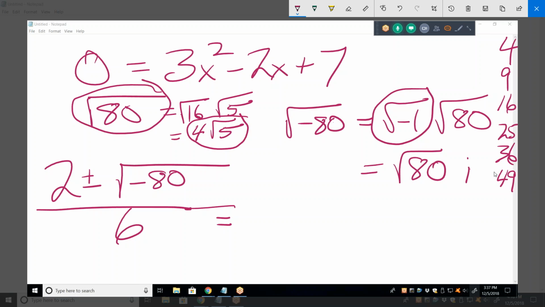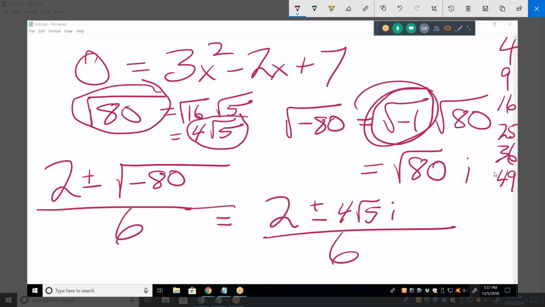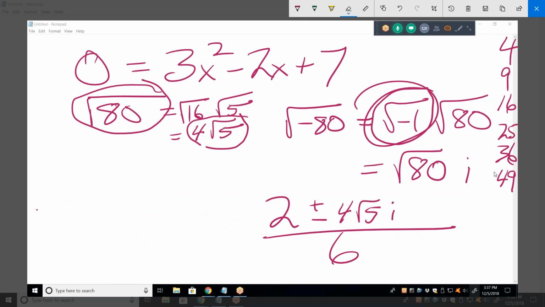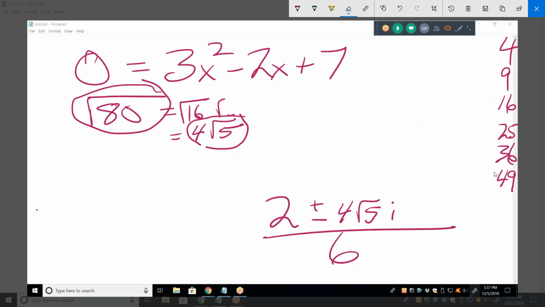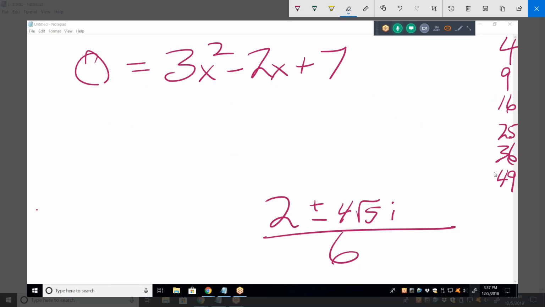So now here's what I got. I got 2 plus or minus 4 root 5 i, because I still have that square root of negative 1 in there, all over x. Now I'm still not done. How can I simplify that? Well, you're looking at even numbers in the top and bottom. Whenever you see nothing but even numbers, you can always divide top and bottom by 2. So if I divide the top and bottom by 2, now I get this.